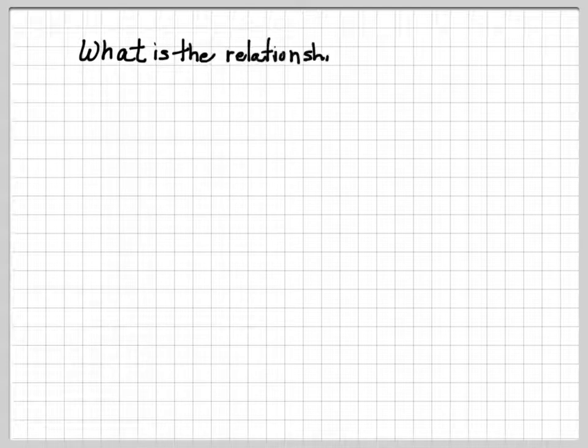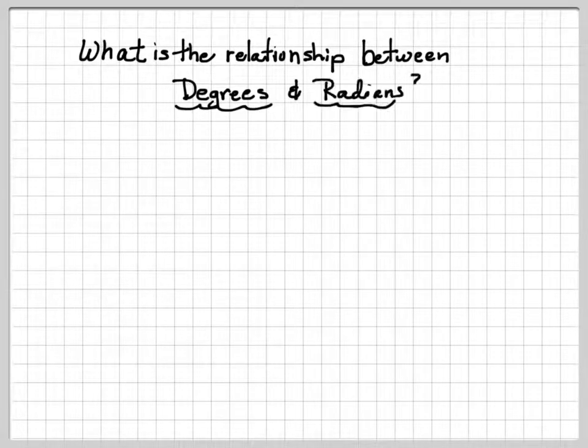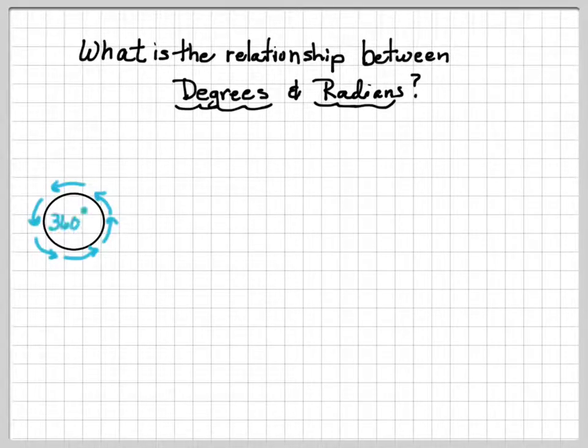Now I want to know, what is the relationship between degrees and radians? Well, we know what the relationship is between inches and feet, and we know how to convert back and forth. So let's see what we can do with our radian and degree measure. First of all, we know that a circle has 360 degrees in it. I'm going to put that on this little chart. But what would that be in radians?